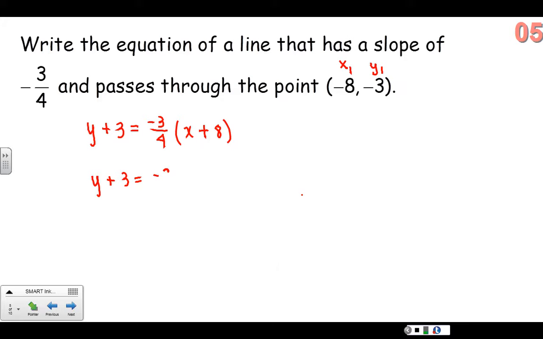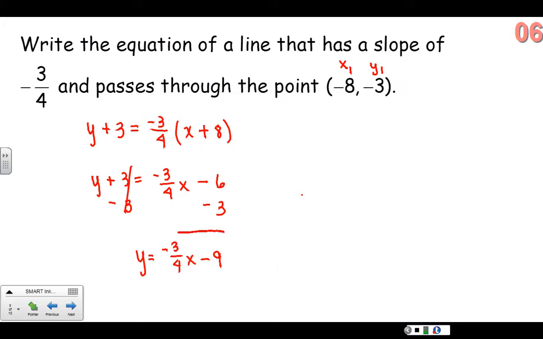So that's -3/4 x minus, so it'll be -3/4 times 8. You can use your calculator, or if you know how to multiply fractions well, you can just do that. 3/4 times 8 is 6, so it's just going to be -6. So the last step I need to do is subtract the 3 to get that y alone. So y equals -3/4 x minus 9.